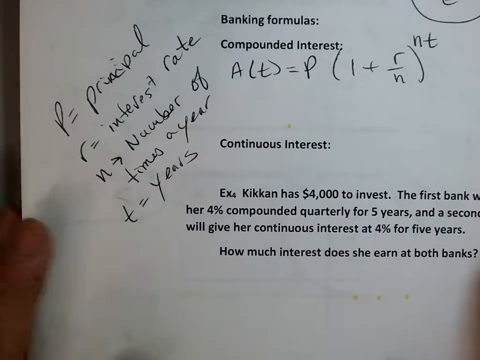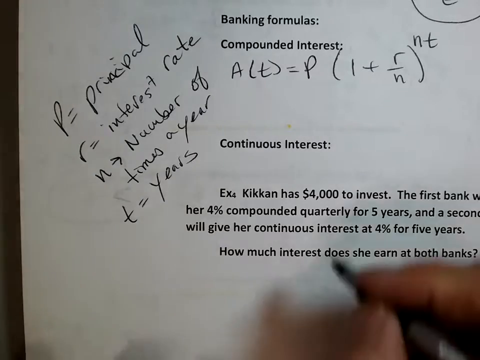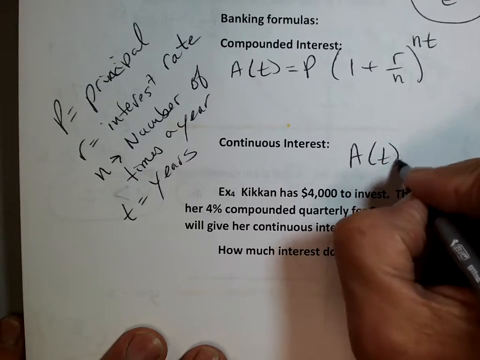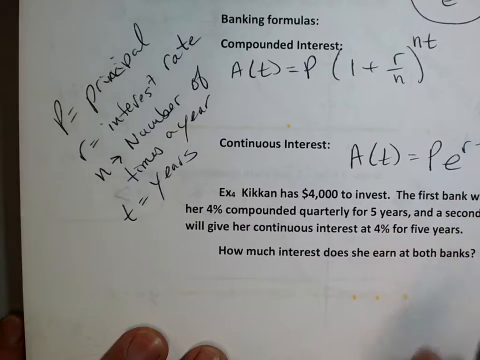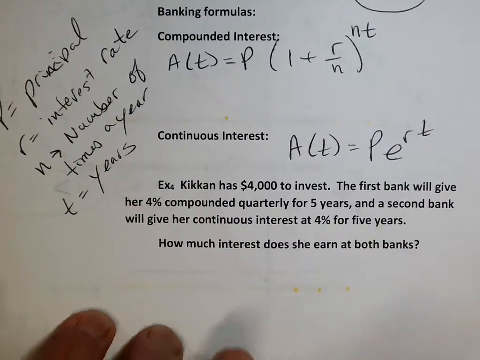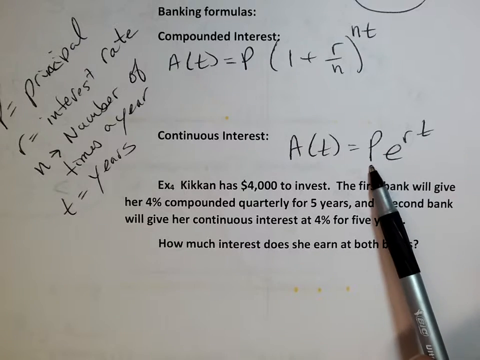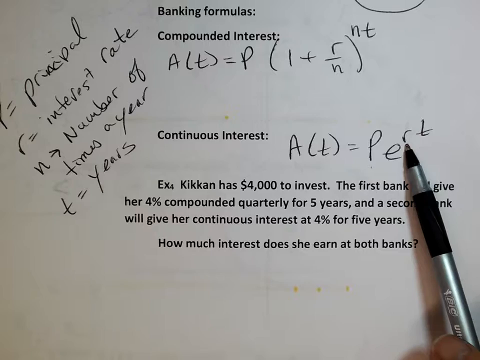Continuous interest is something that's going to grow continuously, okay? They call it the PERT formula. I'll show you why. A of T is equal to P times E to the RT power. You can see P-E-R-T, right? But again, that's your principal. That's what you plug in. The number E, which we found on our calculator. My R, which is my interest rate, to the T.